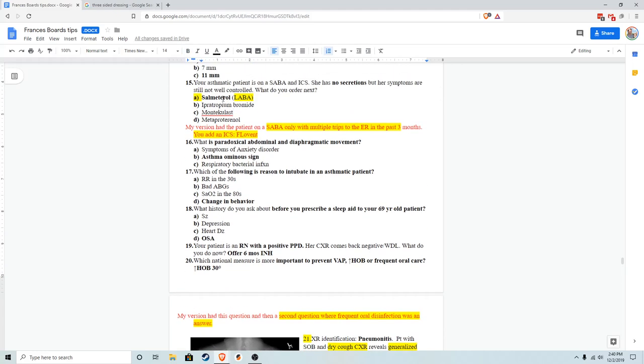Number 15, your asthmatic patient is on a SABA, short-acting beta agonist, and inhaled corticosteroids, ICS. She has no secretions, but her symptoms are not well controlled. What do you order next? Okay, so let's go through it. She's on a short-acting beta agonist and inhaled corticosteroids. Short-acting beta agonist is albuterol, so she's on albuterol and inhaled corticosteroids, so Flovent.